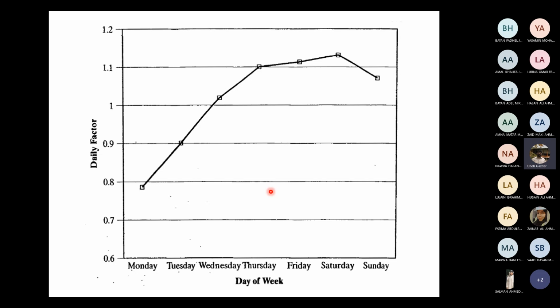Now, you can see this graph is between the daily factors and the days of the week. So the same factors which you calculated, they plotted the factors and they are showing it with the curve here. Now you can see the Monday factor is the lowest and the Saturday factor is the highest. Now what does it tell me about the traffic? If Monday factor is the lowest, that means the traffic on Monday is what?